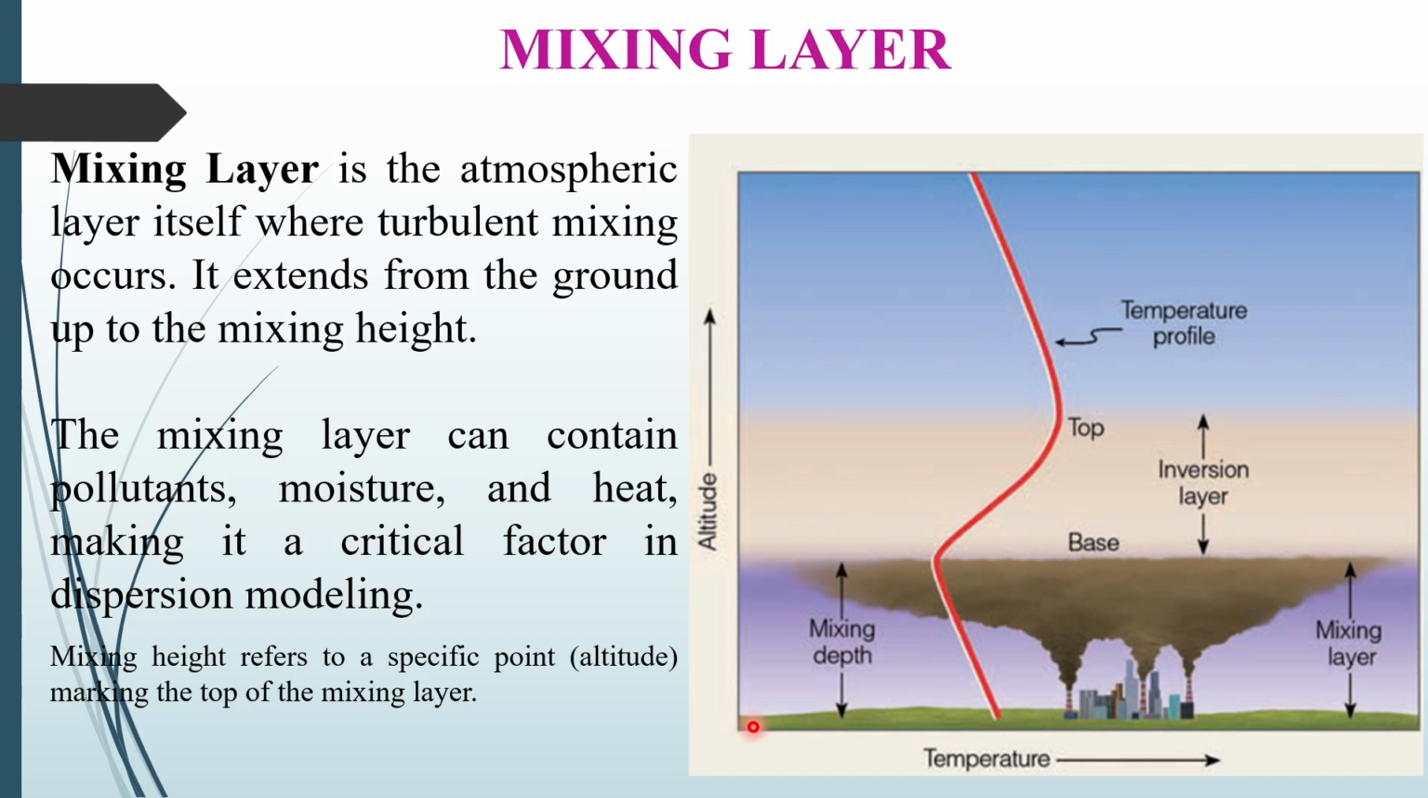From 0, if it is say 1 kilometer, then 1 kilometer would be the mixing height, and the mixing layer is the entire layer where mixing happens. So it is the entire layer here where the mixing happens. This is also from 0 to 1 kilometer height area.